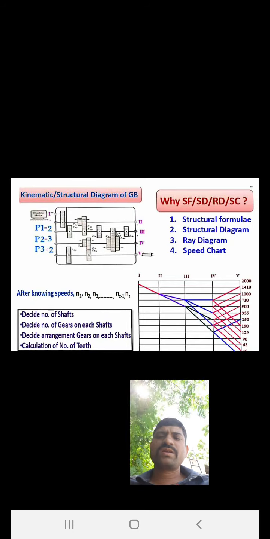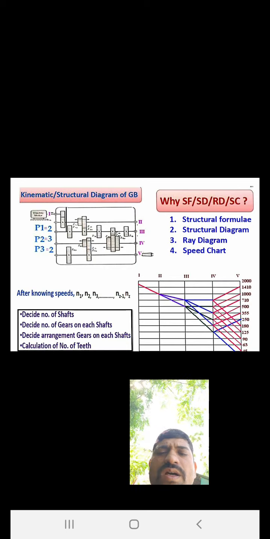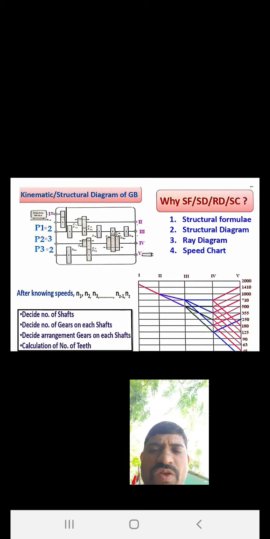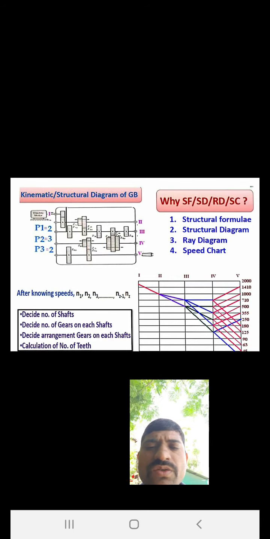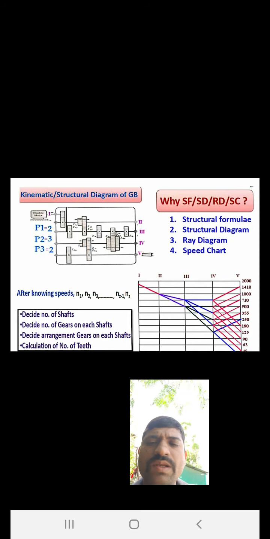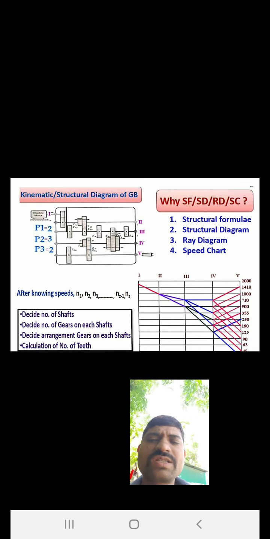Then you should complete the 3 stages, after knowing the spindle speeds n1, n2, n3 up to nz. You should know the number of speed steps, z equal to, suppose, 12. Then decide the number of gears on each shaft. How to decide that? With the help of the P1, P2, P3 values.